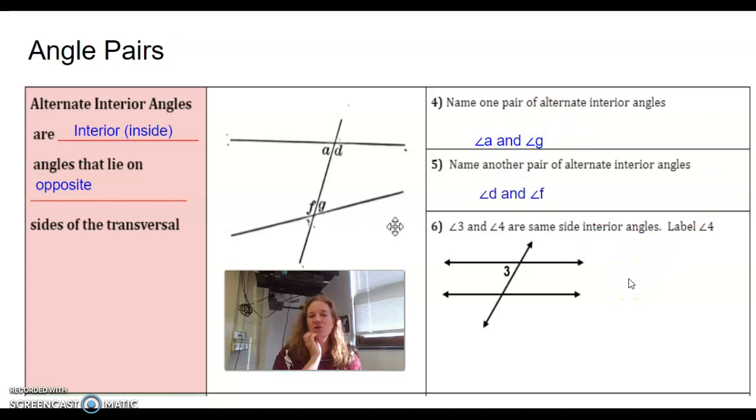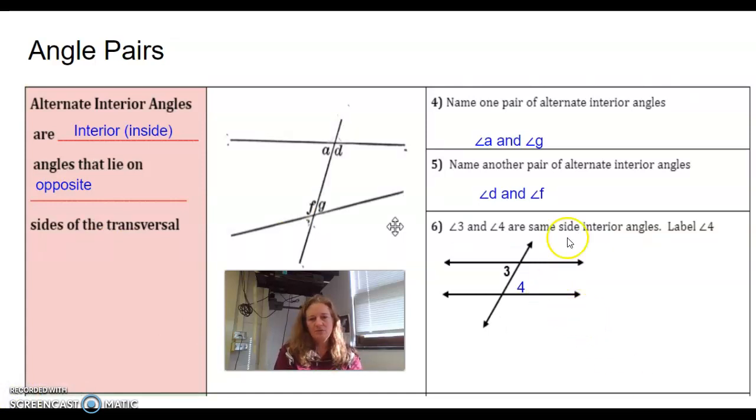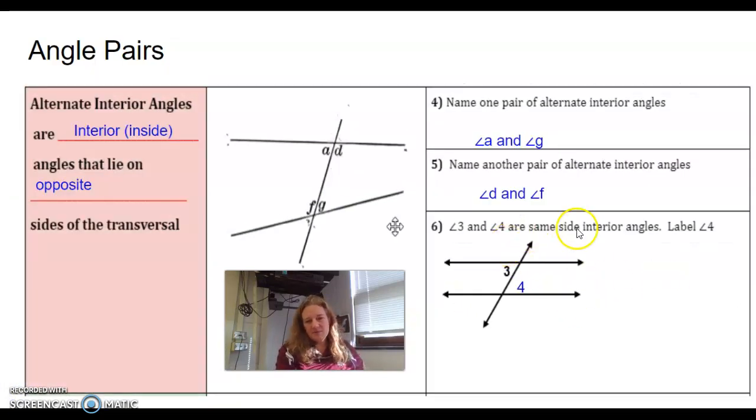So if 3 and 4 are, oh, I messed up. I marked 3 and 4, but these aren't same side interior angles, so cross that off. I fixed this on another slide, but it's not coming up on the drawing. So cross off same side and write alternate, please, if yours is not fixed. Okay?